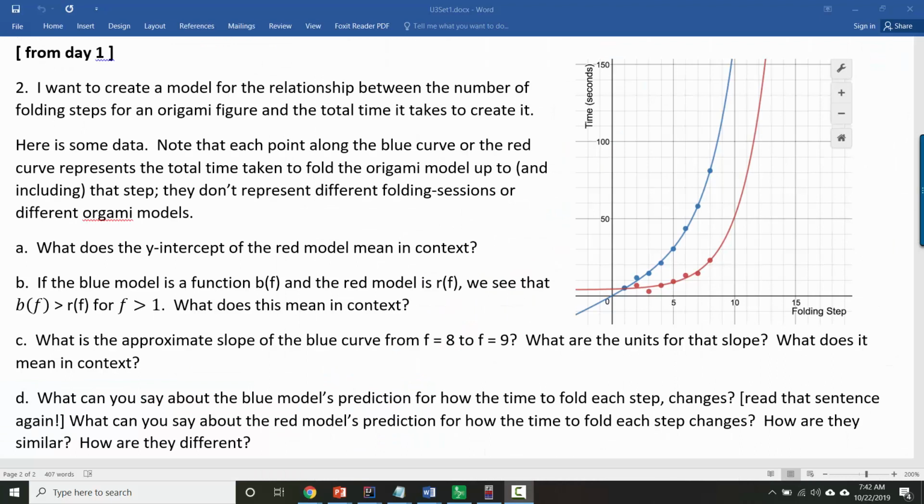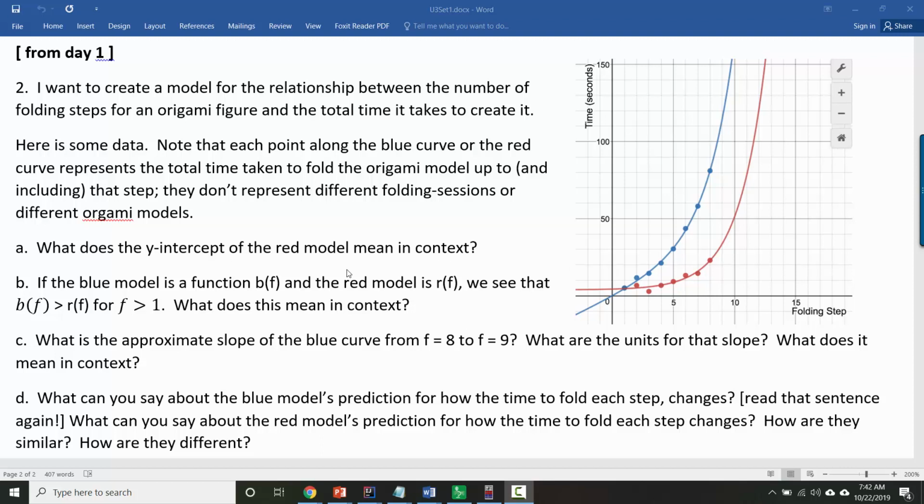Okay, let's do question 2. So this is some data for how long it takes to fold an origami model depending on the number of folding steps. As you'd expect, the more folding steps there are, the more time it takes to fold the model. But we want to be able to interpret these graph features very specifically in context.